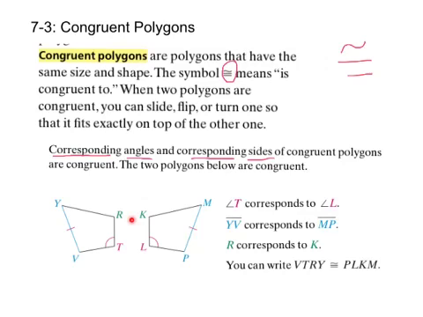So what we can say is that VTRY is going to be congruent to PLKM. You'll notice if V corresponds to P, I write them first. Since T corresponds to L, that will be the second point that's written. And once we start going in one direction, we continue to work our way around the whole entire shape when we are stating the name of this polygon.